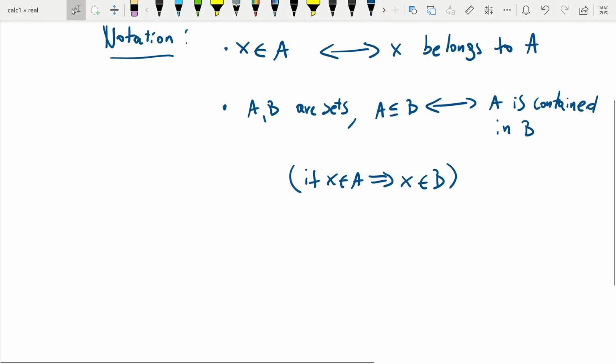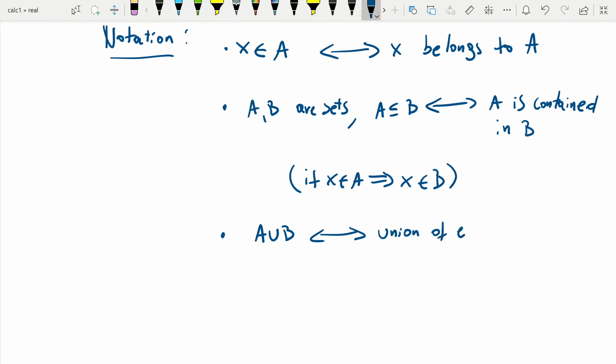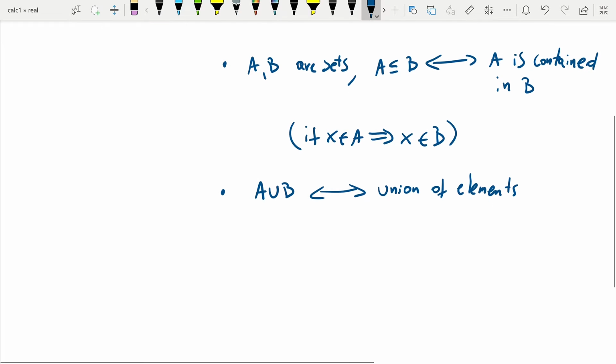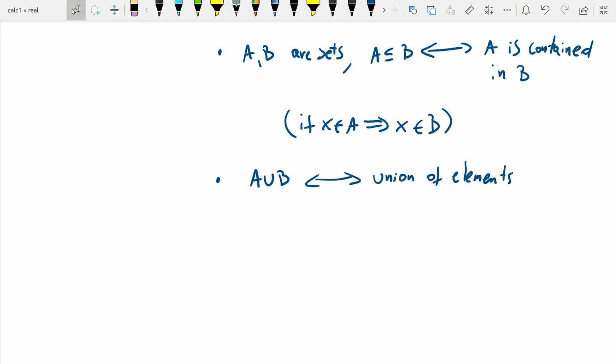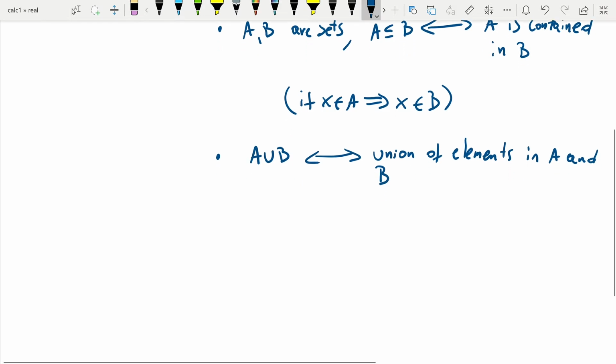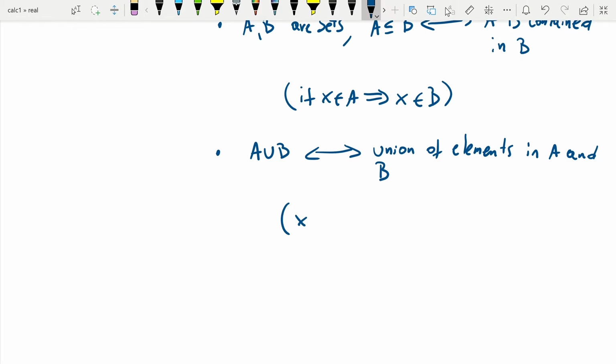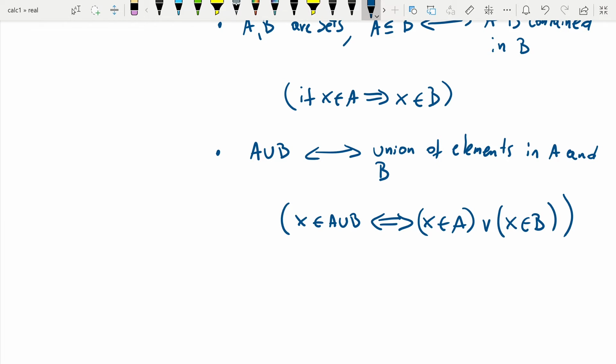Now, there are important operations that we'll carry out using sets. A union B is the union of elements in A and B. In propositional logic, we say that x belongs to the union if and only if x belongs to A, or x belongs to B. It may belong to both at the same time, but we just require that it's in at least one of them.